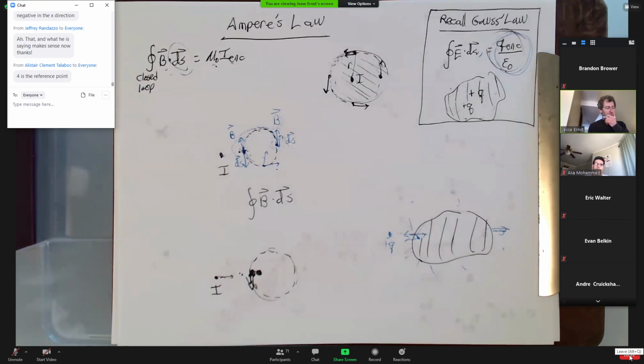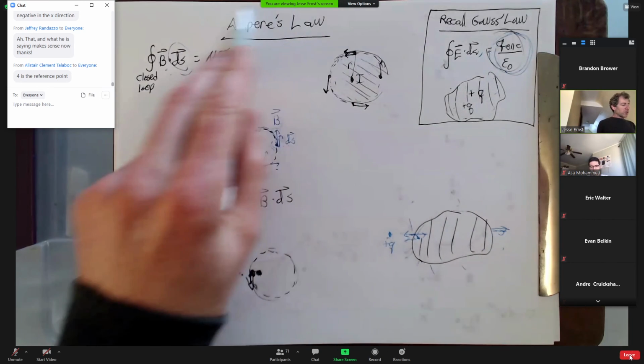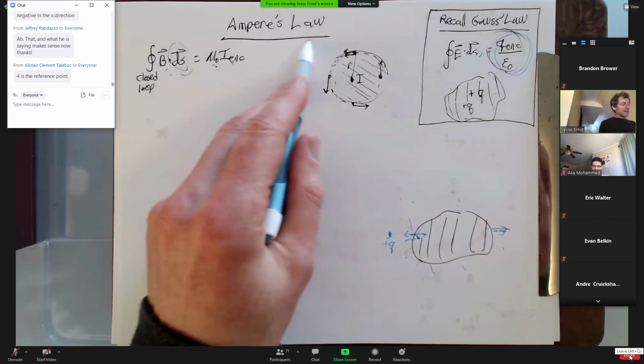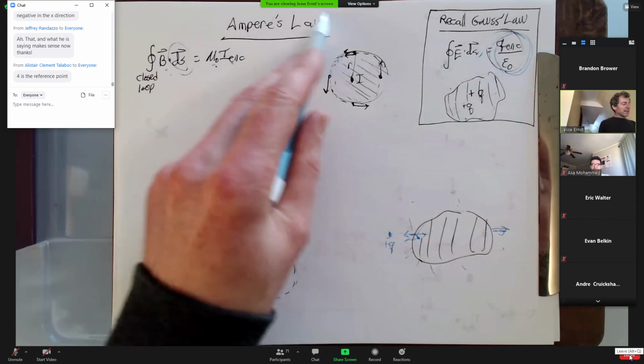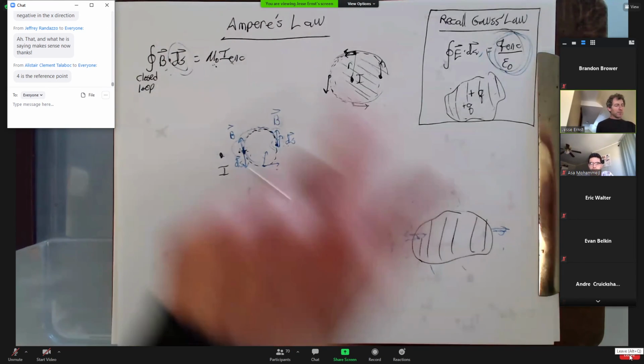Other questions so far? Okay. Be sure that when you're reviewing what we did today, you take time to really study Ampere's law before Tuesday, because you want to be familiar. You should have worked through examples of this before class Tuesday.